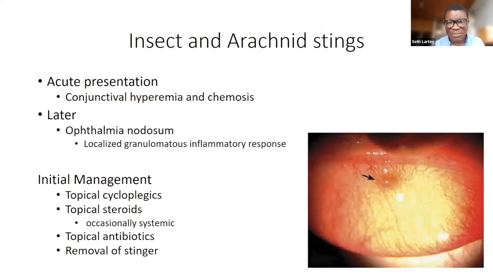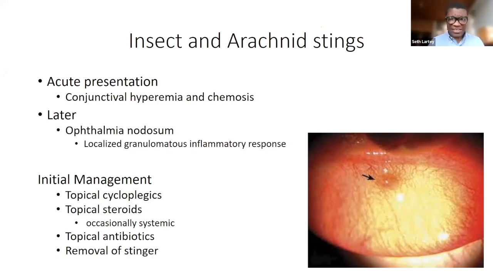Spider hairs, spines, sting, chemosis. In chronic stages, if they are not removed, they may cause a localized granulomatous inflammatory response, which is called ophthalmia nodosum. The initial management is topical cycloplegia, steroids, occasionally even systemic if there's a reaction all over the body, and topical antibiotics. If you can, you must remove the spines. Very important. As soon as you remove the spines, the patients are so grateful.